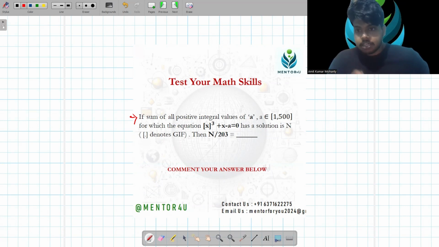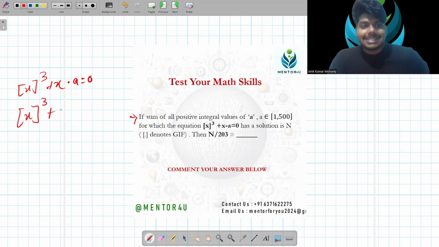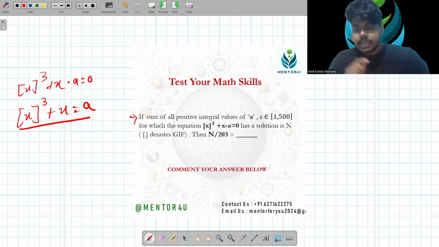Now let's understand what the question wants us to find. It is given that the greatest integer of x cube plus x minus a equals 0. I can also rewrite it as greatest integer of x cube plus x equals a. Now, from this equation, what did I understand? That if you keep unique values of x, you will get a particular value of a corresponding to x. Let's say if I give x equals 0, my a will be how much?